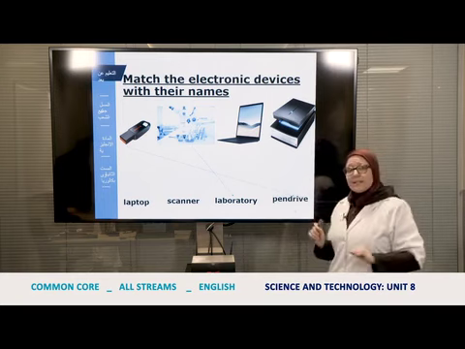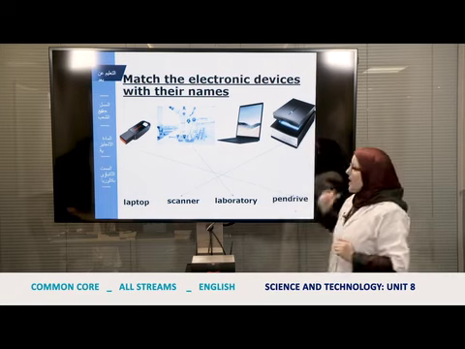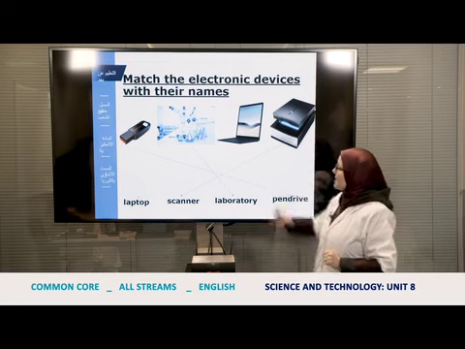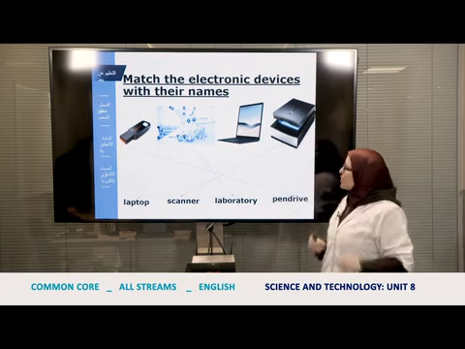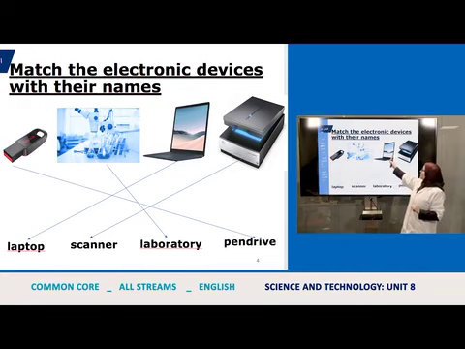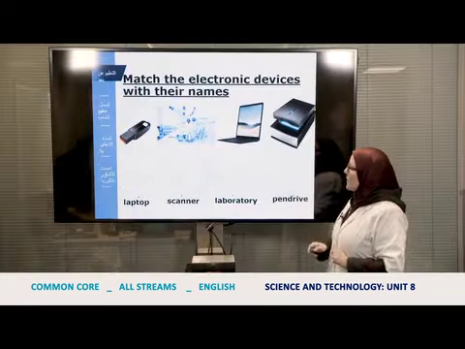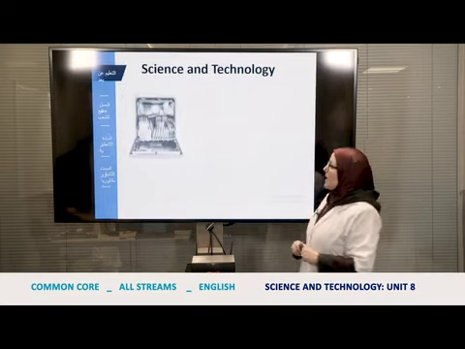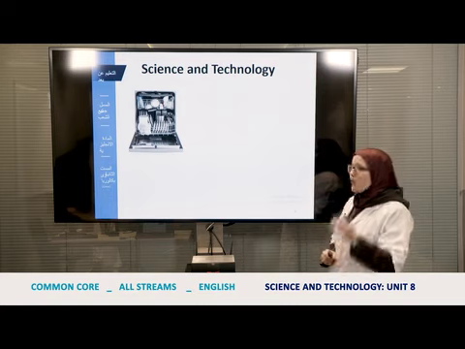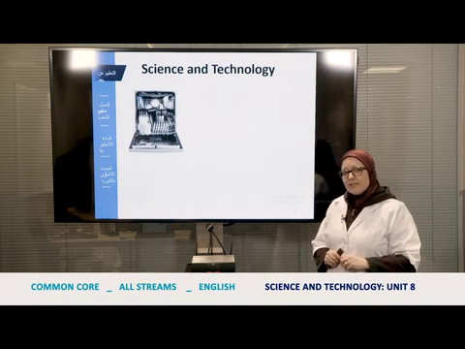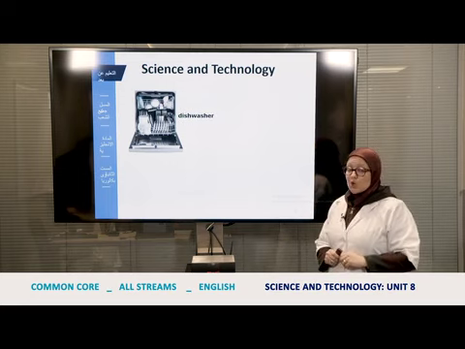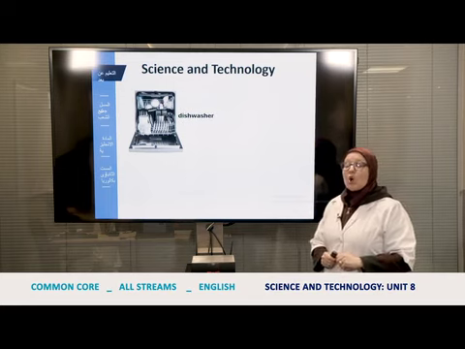The third one is scanner. So this is a scanner. Repeat, scanner. And the next one, normally they are just switched, no problem. This one is a laptop. It's a laptop. Let's name other electronic devices. Do you know the name of this device? It's a dishwasher. Repeat, dishwasher.